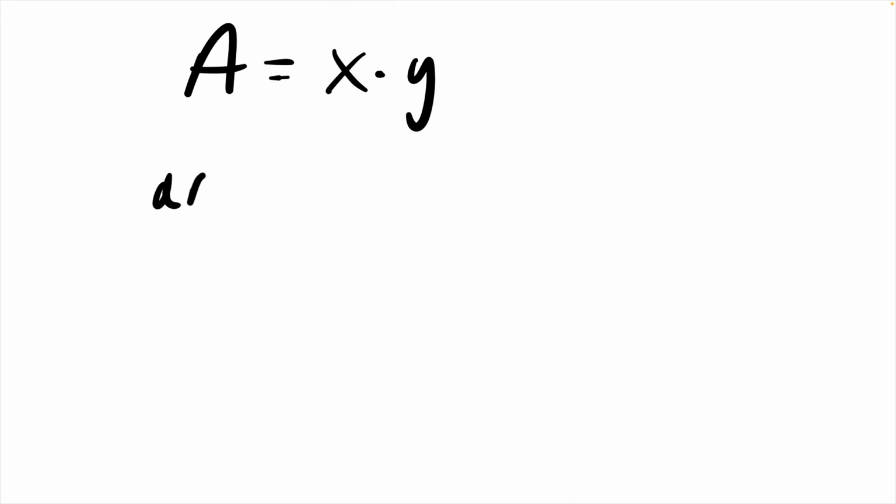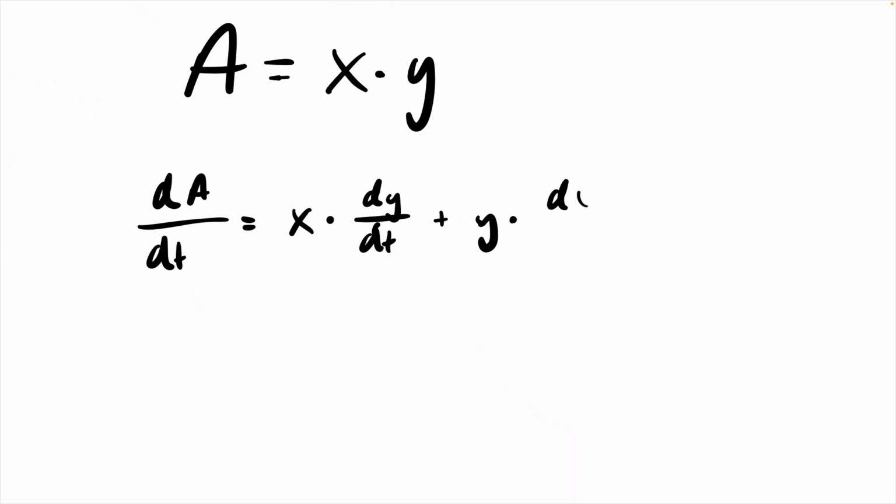dA over dt equals, product rule, there we go. We have to use the product rule for x times y. So x times the derivative of y. What's the derivative of y? dy over dt, good. Plus y times the derivative of x. What's the derivative of x? dx over dt, because everything is with respect to time.